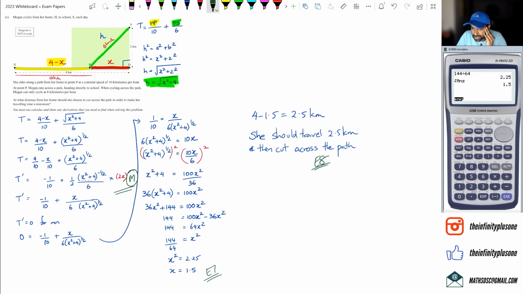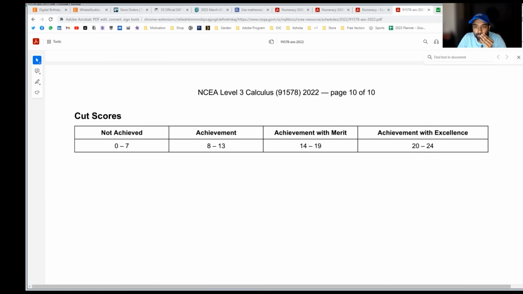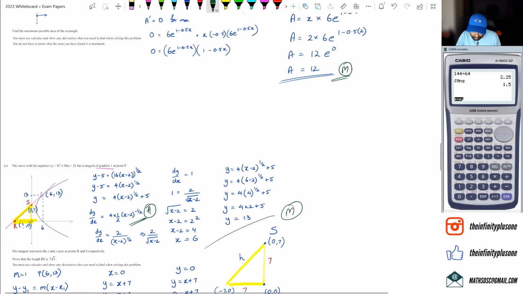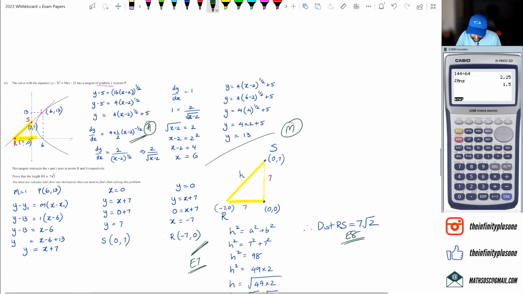In terms of this paper, and I know I've not been doing this before, but as you guys can see, achieved with excellence is 20 points. If you get 3 E7s, you're pretty much looking at an excellence for it. That's pretty decent. It's a couple of easy questions there for excellence anyway. So overall, I think it was not a bad paper. Even this excellence question here wasn't too bad.